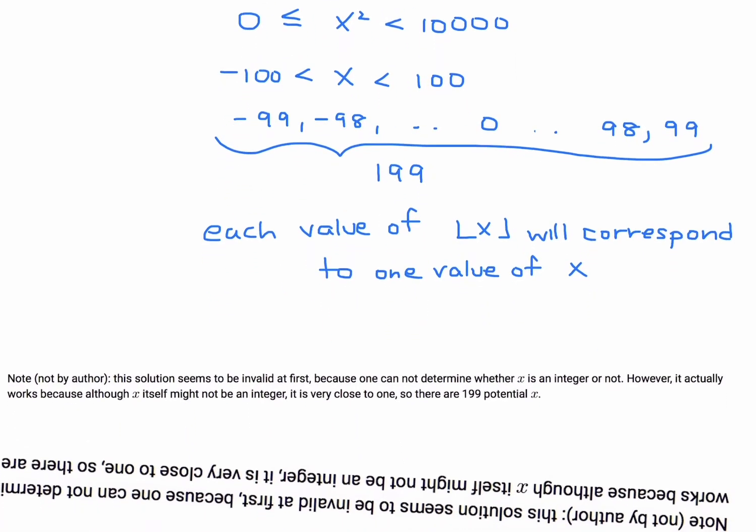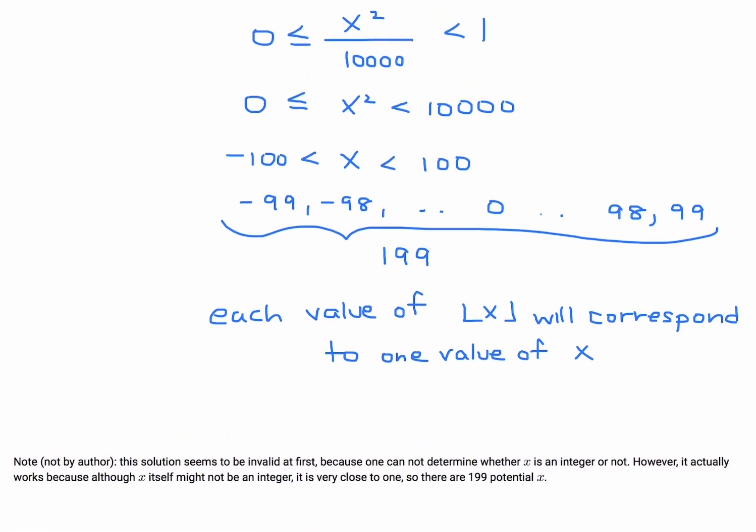So as we can see, the solution seems to be invalid at first, but one cannot determine whether x is an integer or not, right? Because they're just saying x is a real number. However, it actually works because although x itself might not be an integer, it is very close to 1. So there are therefore 199 potential x.